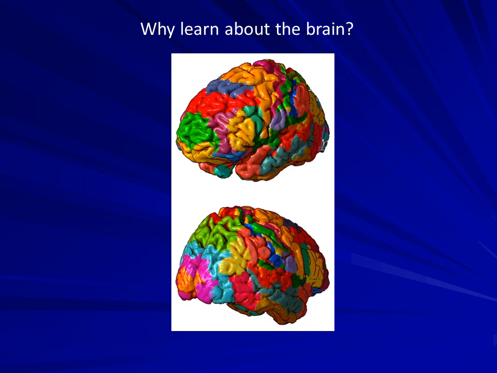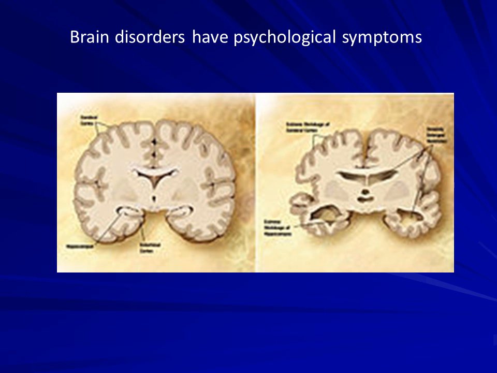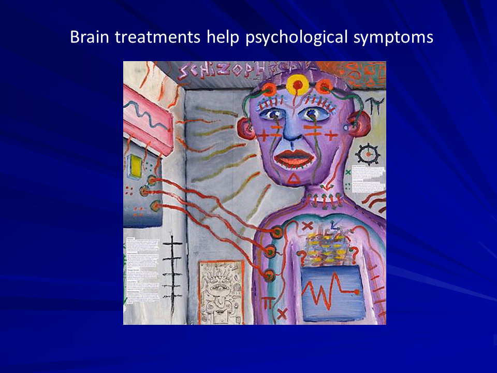So why study and why learn about the brain? Well, one reason is because many psychological disorders have a neural or a brain basis. So, for example, in Alzheimer's disease, you have a marked degeneration of the brain that causes difficulties in memory and personality. A second reason is because many psychological disorders have treatments that affect the brain.